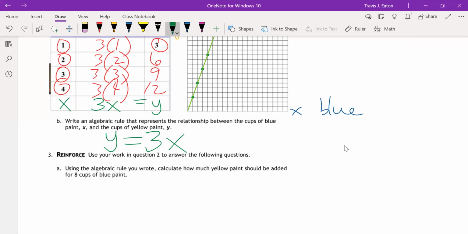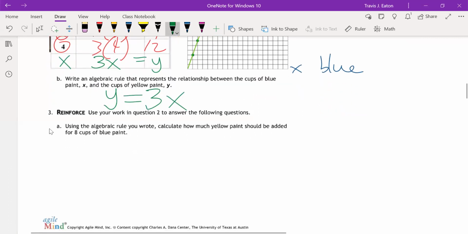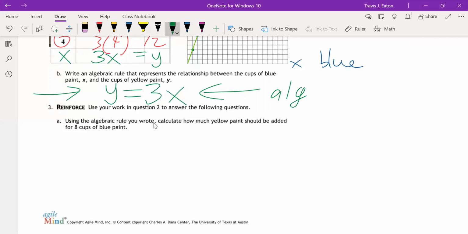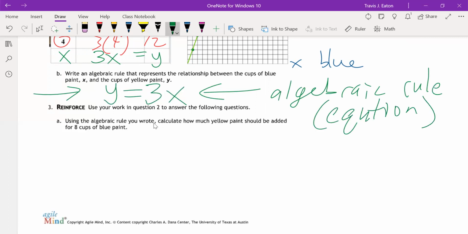Okay. Now, this brings us to the next really cool part. And that is in question number 3, it says we're going to use the work in question number 2 that we just finished to answer the following questions. Using this algebraic rule that we just wrote, otherwise known as the equation. Calculate how much yellow paint should be added for 8 cups of blue paint.